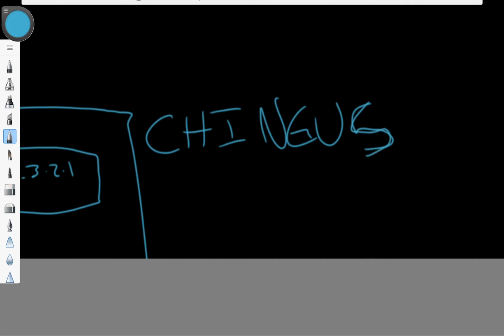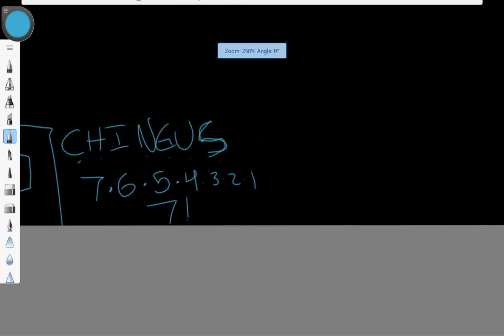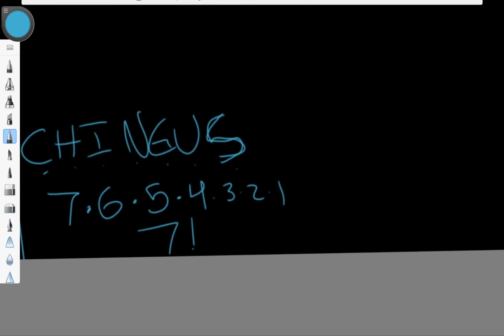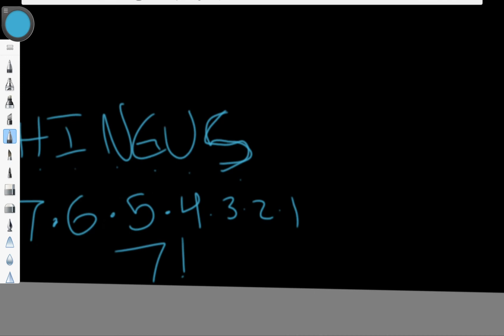Well, there's 1, 2, 3, 4, 5, 6, 7. 7 ways for me to do the first one. 6 ways for me to do the second one, because if I've used one, then I can't use it again. 5 ways, 4 ways, 3 ways, 2 ways, 1 way. 7 factorial, right? And so if I have any word, as long as there's no repeating letters, it's going to be the number of letters in the word factorial, right?